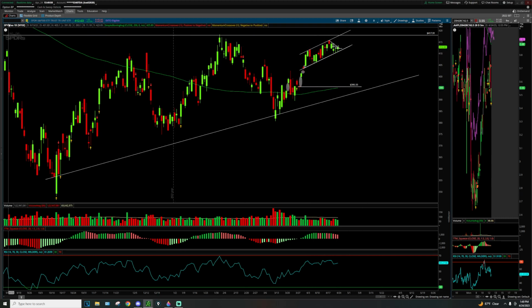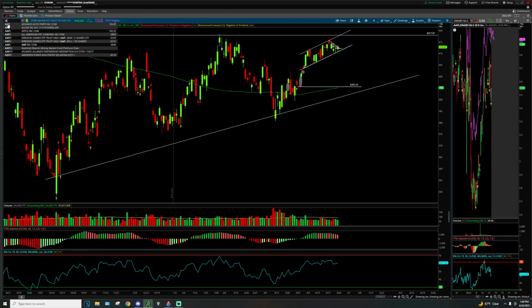So how can this happen on SPY? How can we get this nice correction back down to 395 in the next 4 weeks? Well, let's take a look at some of the big tech. So we're going to start off with Meta.